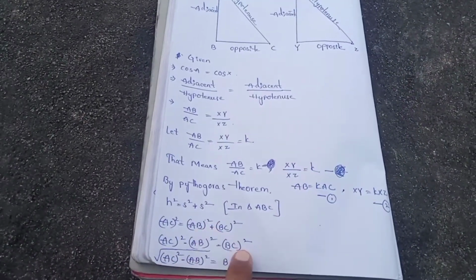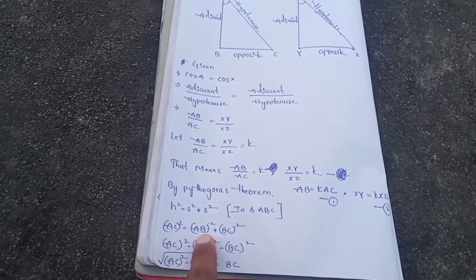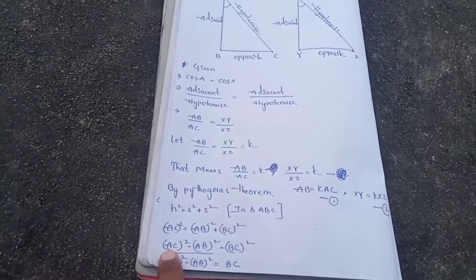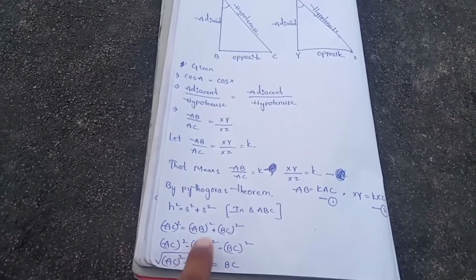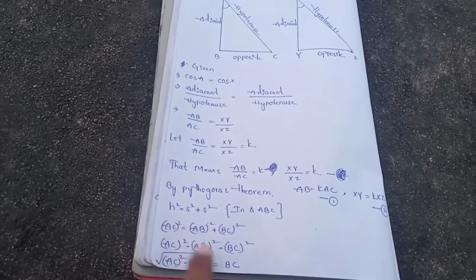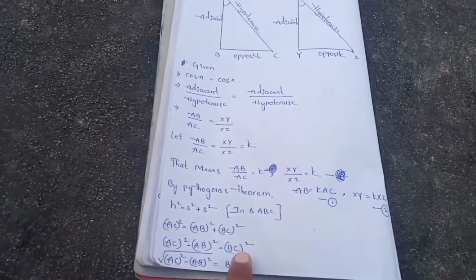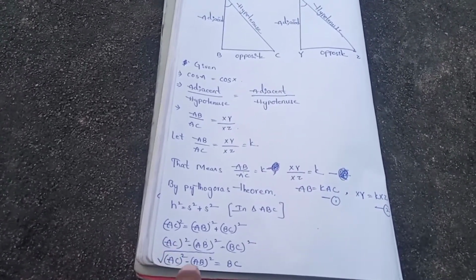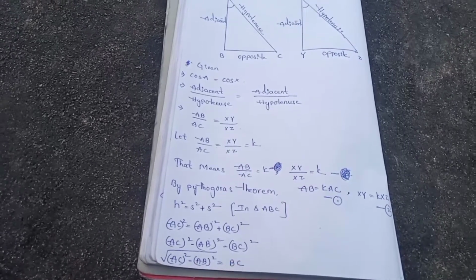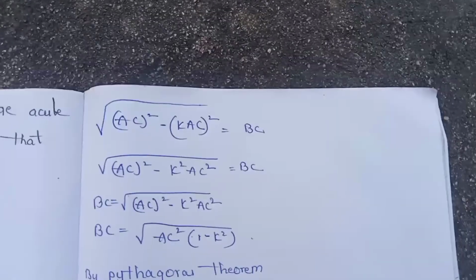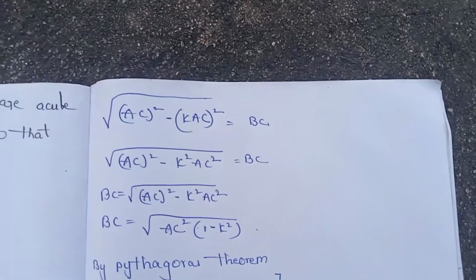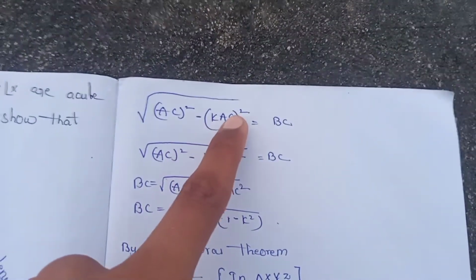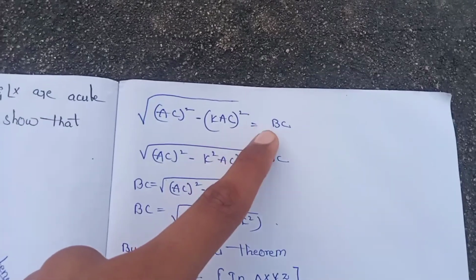By taking BC, AC is greater than AB, because AC is the hypotenuse, and the hypotenuse is always greater. AC square minus AB square is equal to BC square. The square goes to the LHS and becomes a root term. Root of AC square minus AB square is equal to BC. Root of AC square minus KAC whole square is equal to BC.